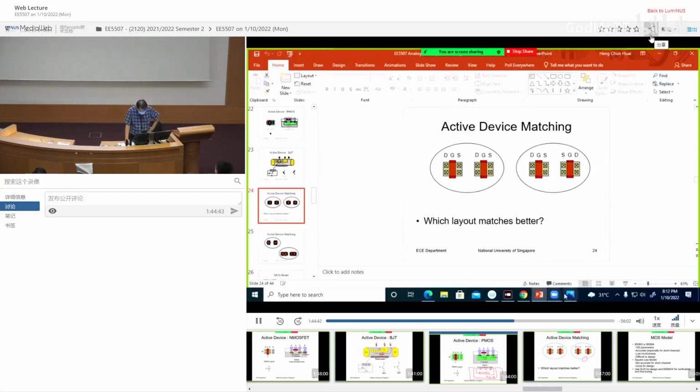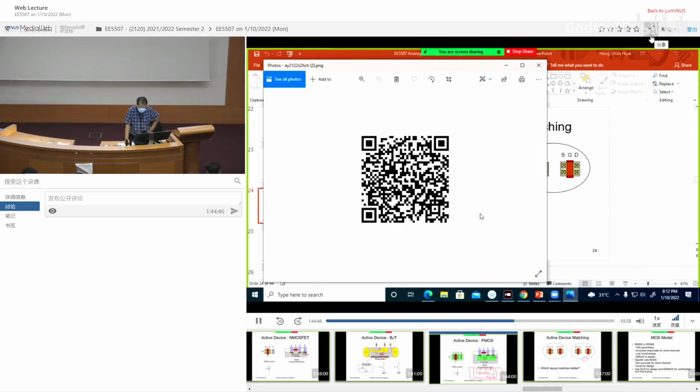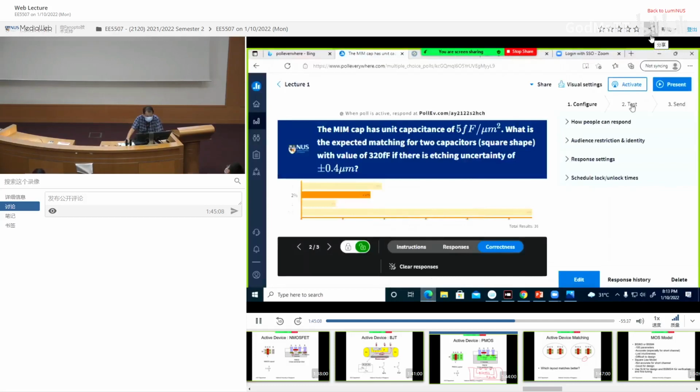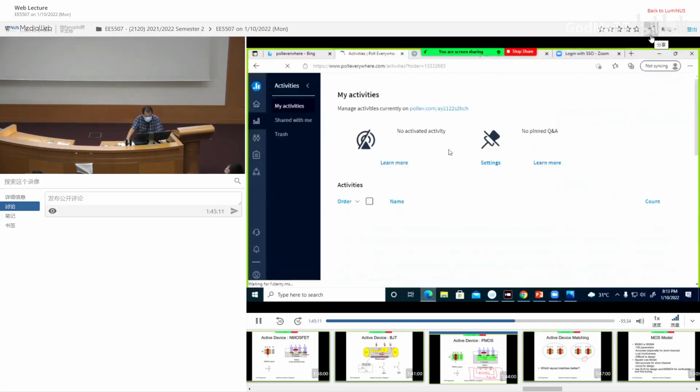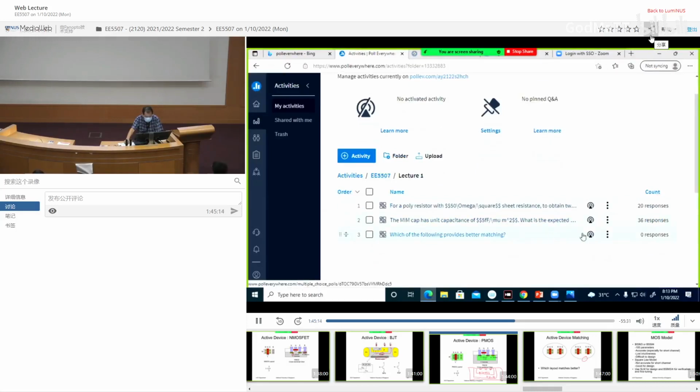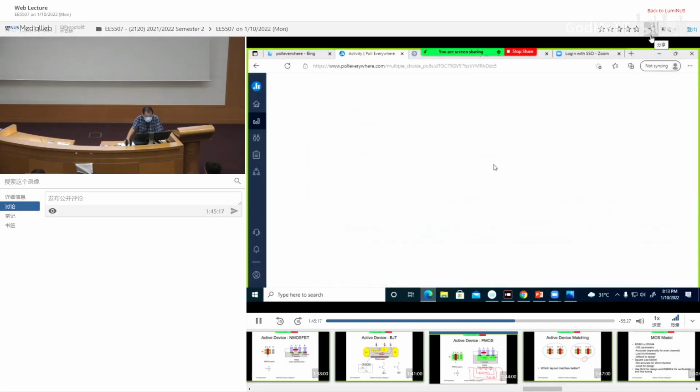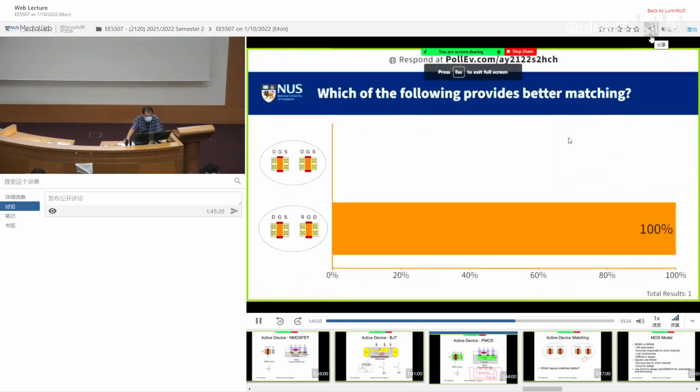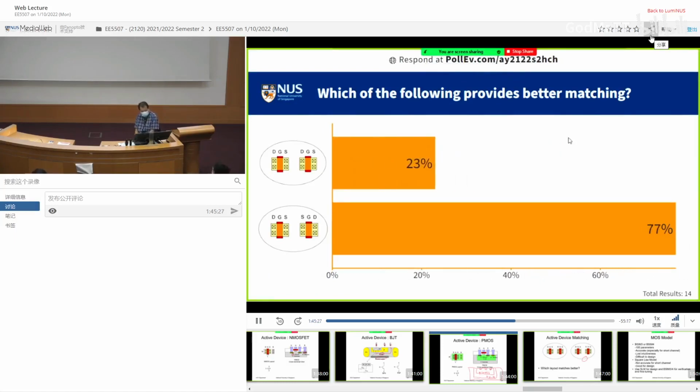So let's do a poll. Do you need to scan this again? Please scan this. Done? Yes? All done? Okay. Let's activate the last question. And I present. Wow, some of you already chose. Which one matches better?